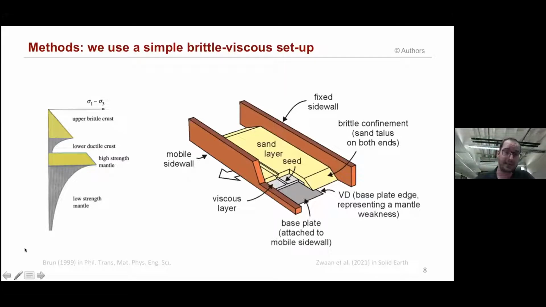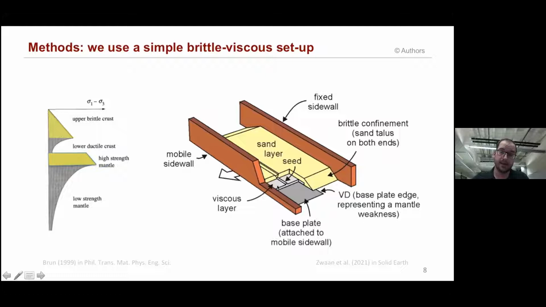We start with the strength profile to the left, where we have the strong mantle, which is represented by a base plate here, and especially the edge of this base plate. And on top of that, we have our lower crust and our upper crustal layers. So this base plate here is moved away. It's fixed to this sidewall here, and then it's moved away.